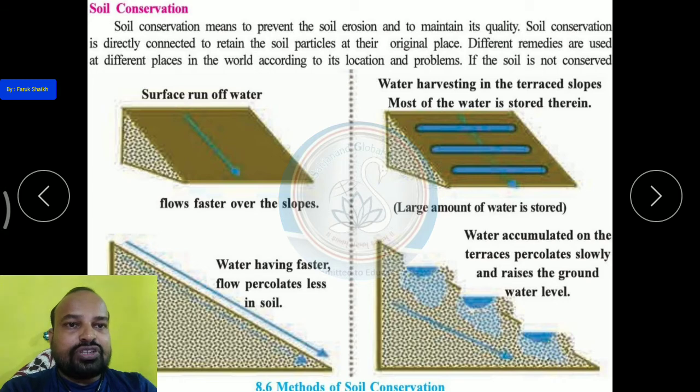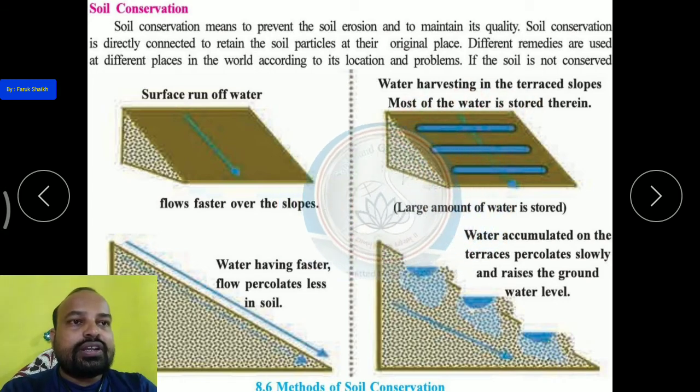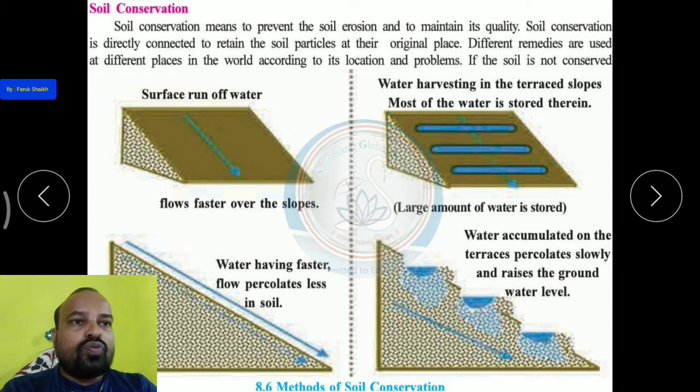In the second picture you can see water harvesting on the terrace slope, where most of the water is stored on the terrain. Here we have to make steps like stairs. So when water flows down, on the first step it is stored and the speed decreases, then it comes to the next step, where water is also stored, and then the third step, where water is stored again.